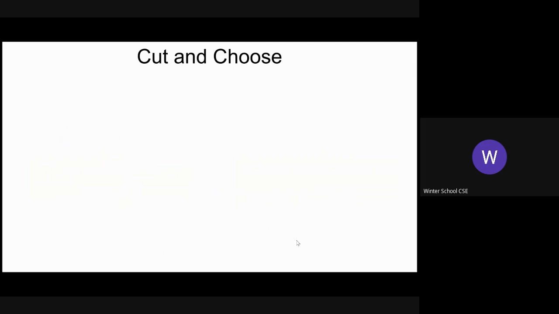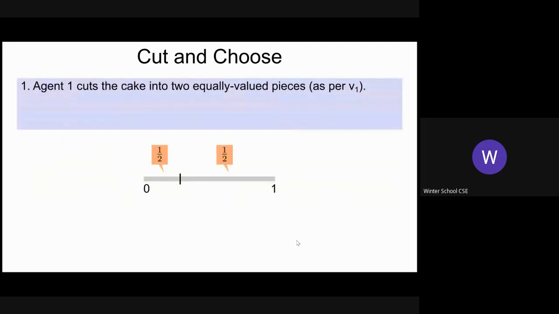So this is a pretty natural strategy. It's called the cut and choose strategy. I'm sure you all must have heard about it or come across it in some form or the other. And here's how it works. Just two agents. Agent one is going to come up first. It's going to make a cut and divide the cake into two pieces that are both equal in value, that are both of value half. We can do that.